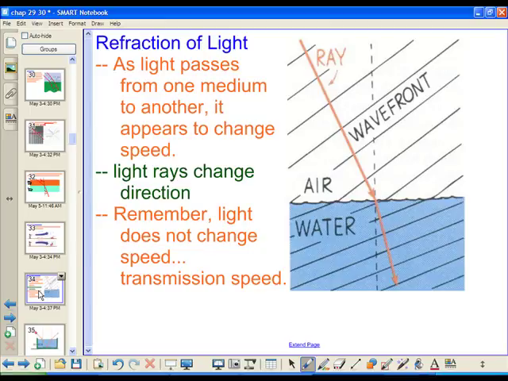Now light. Light passes from one medium to another. It appears to change speed. There that word appears. Appears to change speed because light ever change speed? No. Remember, light only travels at one and only one speed, 3 times 10 to the 8th meters per second. Light rays change direction. So notice here we have this light ray going from air into the water. Water moves slower. Now remember, light does not change speed. It's that transmission speed. This is what we're talking about.